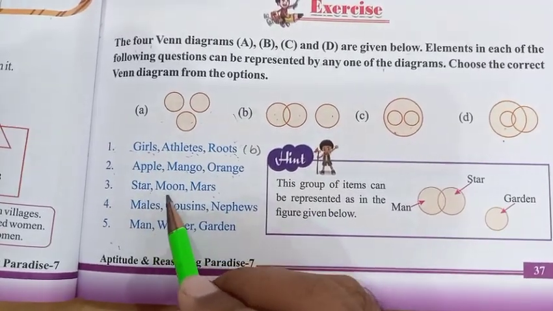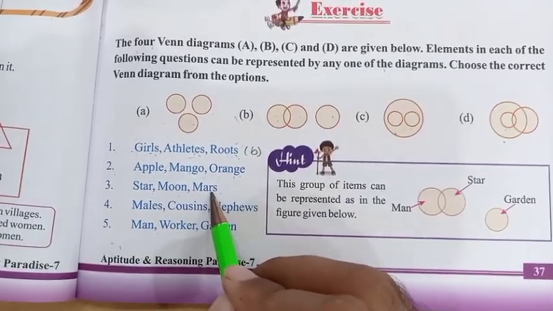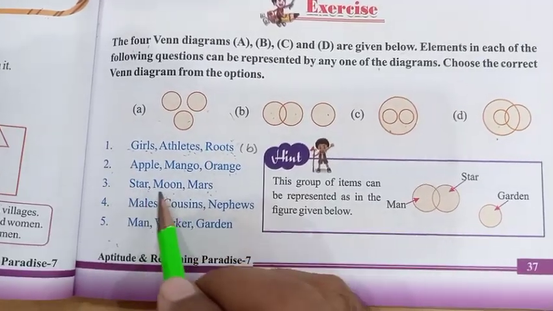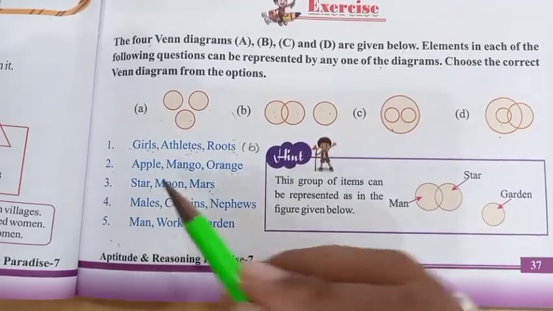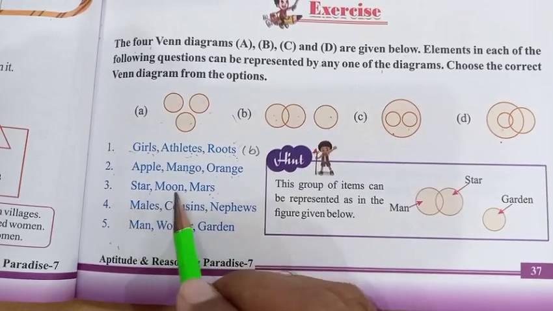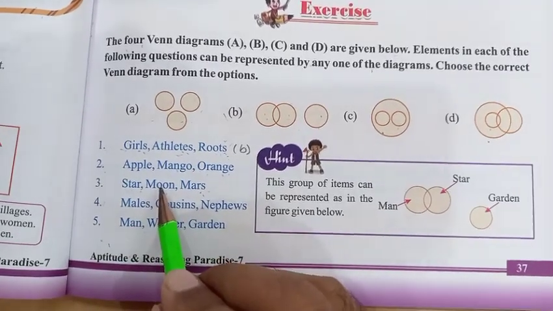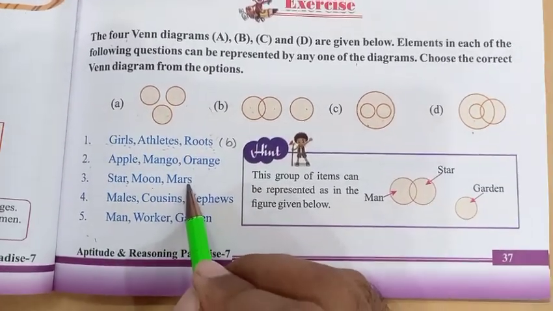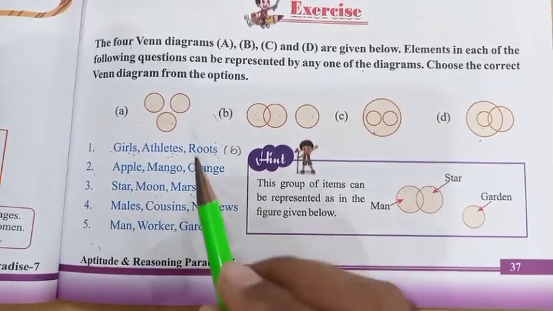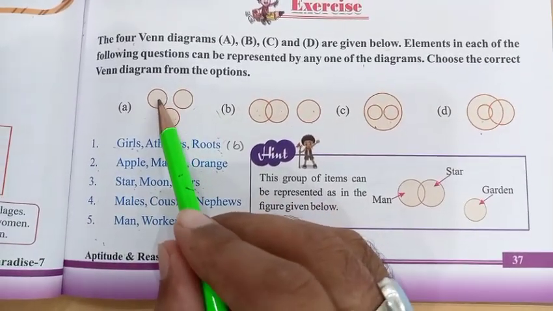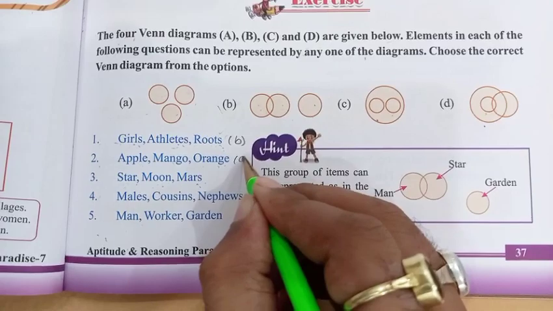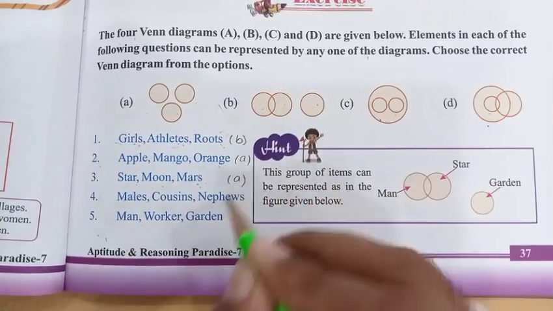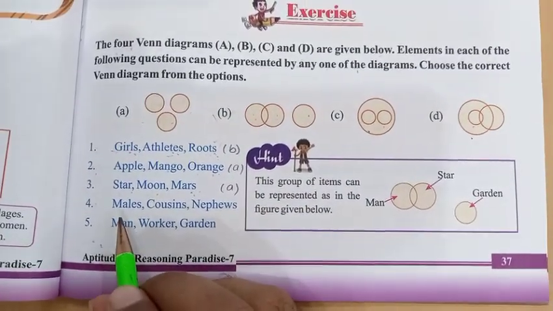Now next, star, moon and Mars. Stars are different because stars have their own light. Moon is a satellite, and Mars is a planet. So they all are different. Which one is correct? A. So right here this is A. Third one also A.